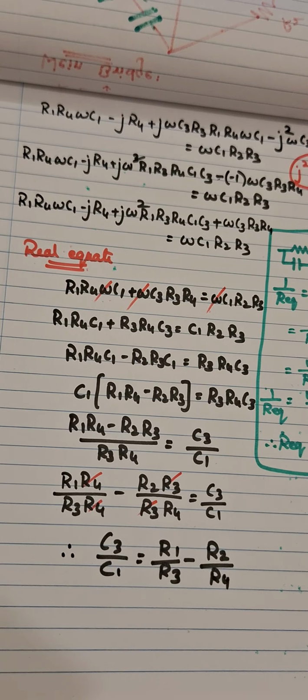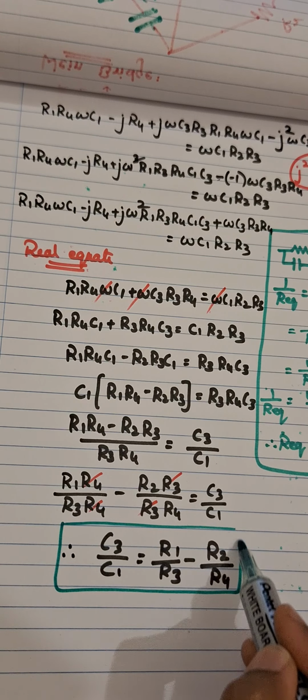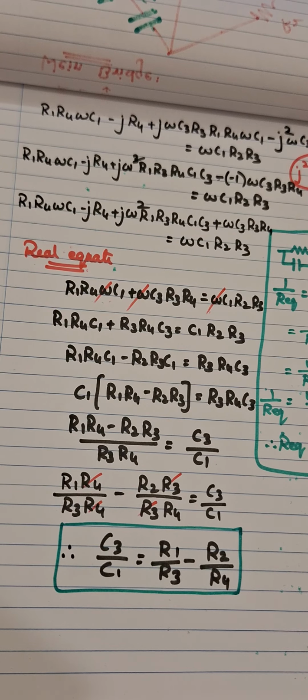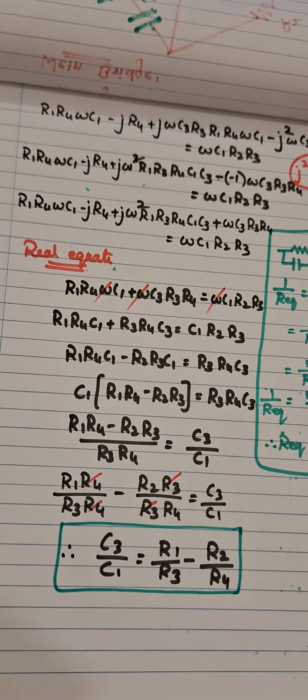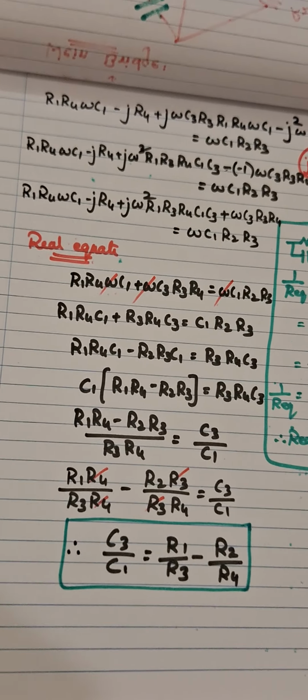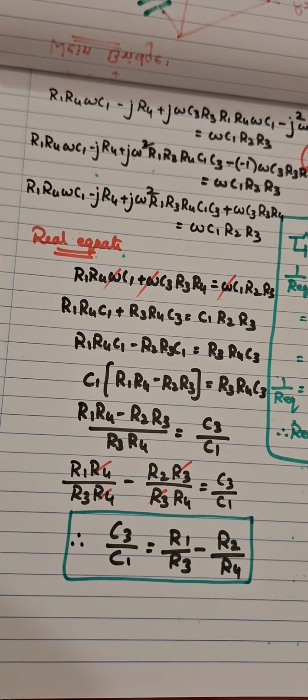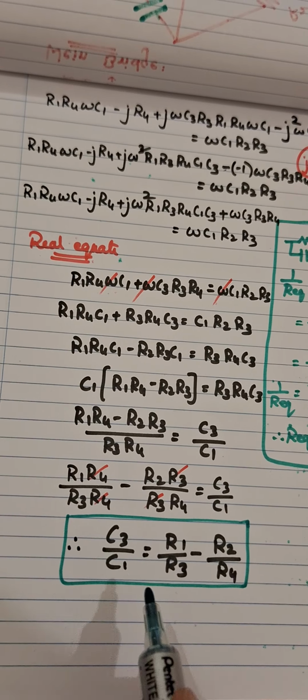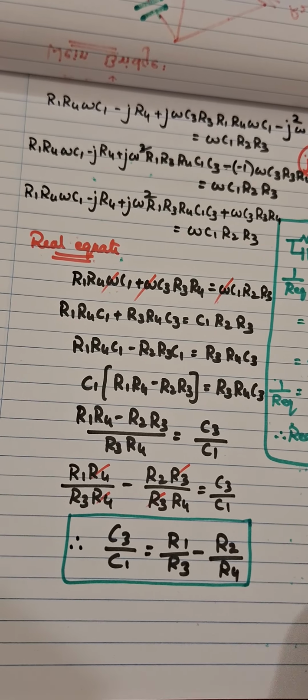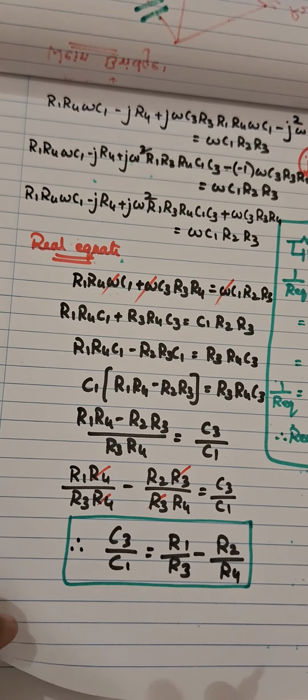In the exam, if C3 is asked, you can send C1 that side. If C1 is asked, you can send C3 that side. So you can use it depending on your requirement. When you equated the real part, this is your equation. But you are still left with the imaginary part, isn't it? So let us equate the imaginary part.